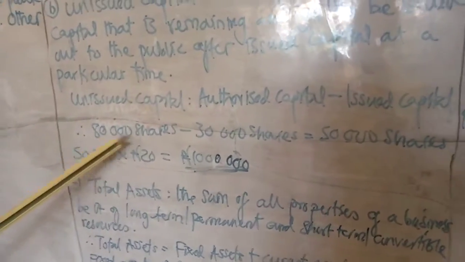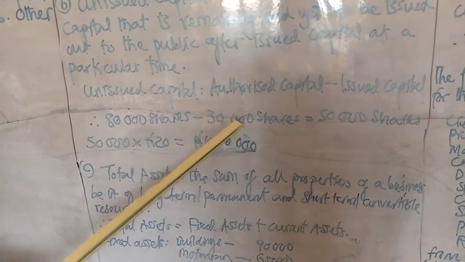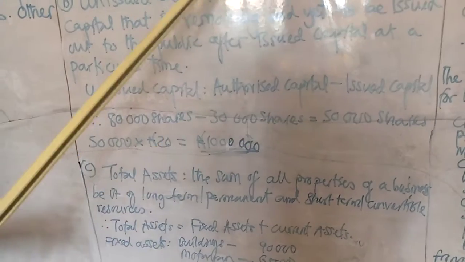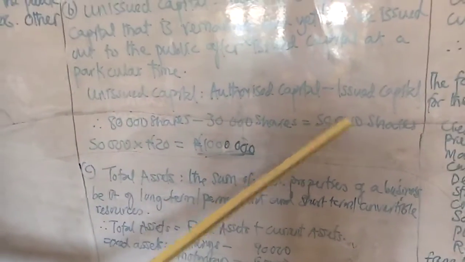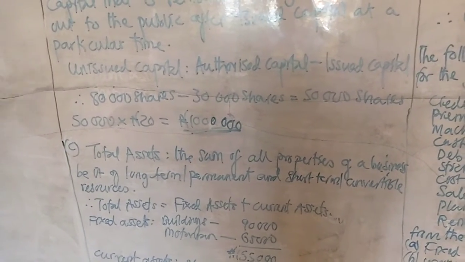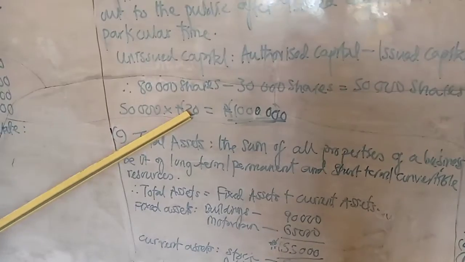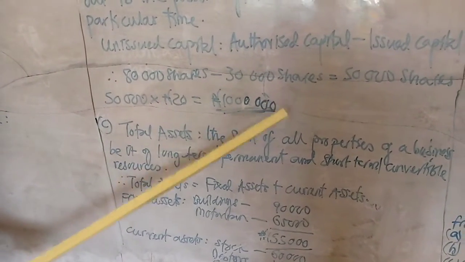Therefore, our authorized capital is what? 80,000 shares minus the issued capital, 30,000 shares. Okay, so you have 50,000 that is yet to be issued, which is unissued. But you need to put it in value. So times what? Times 20 naira gives you 1 million naira. So the total value of the unissued capital is 1 million naira.